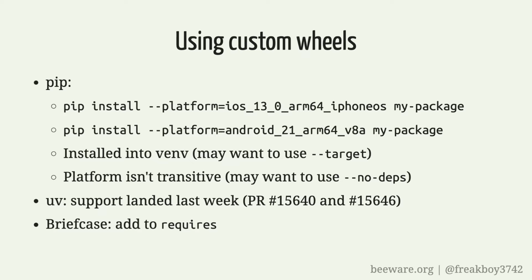Also, at the moment, at least, --platform isn't transitive. If you install an iOS version of my package, and my package needs to install other binary requirements, pip will unfortunately install the macOS version of those downstream requirements. So you may need to use --no-deps to prevent that dependency chaining from happening. If you're a UV user, support literally landed last week for iOS and Android as platform tags. Consult your UV documentation for details. Or if you're a Briefcase user, just add the package to your app's requires and you're done. All that stuff is managed for you.